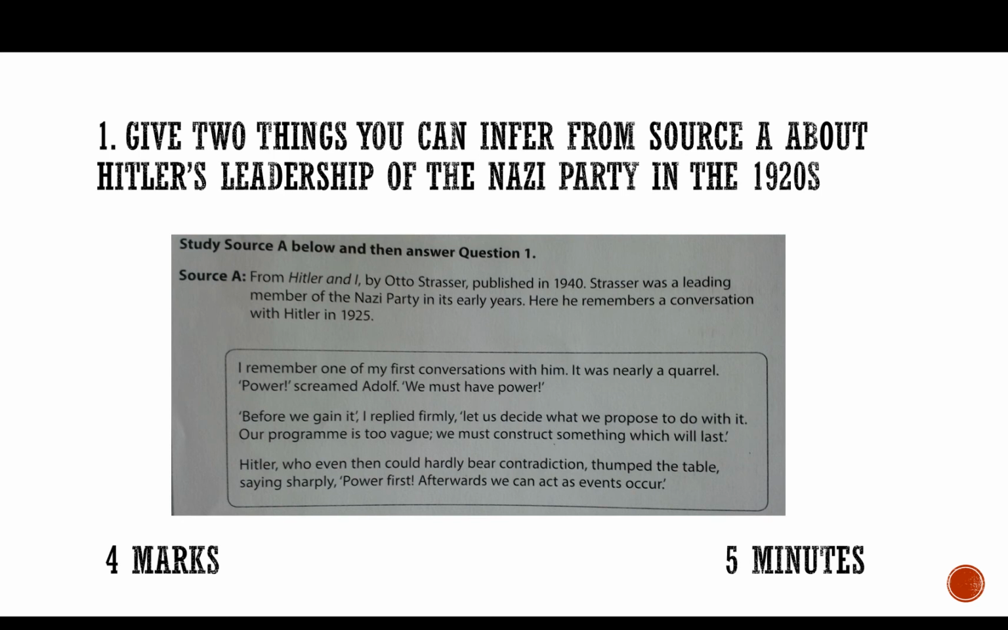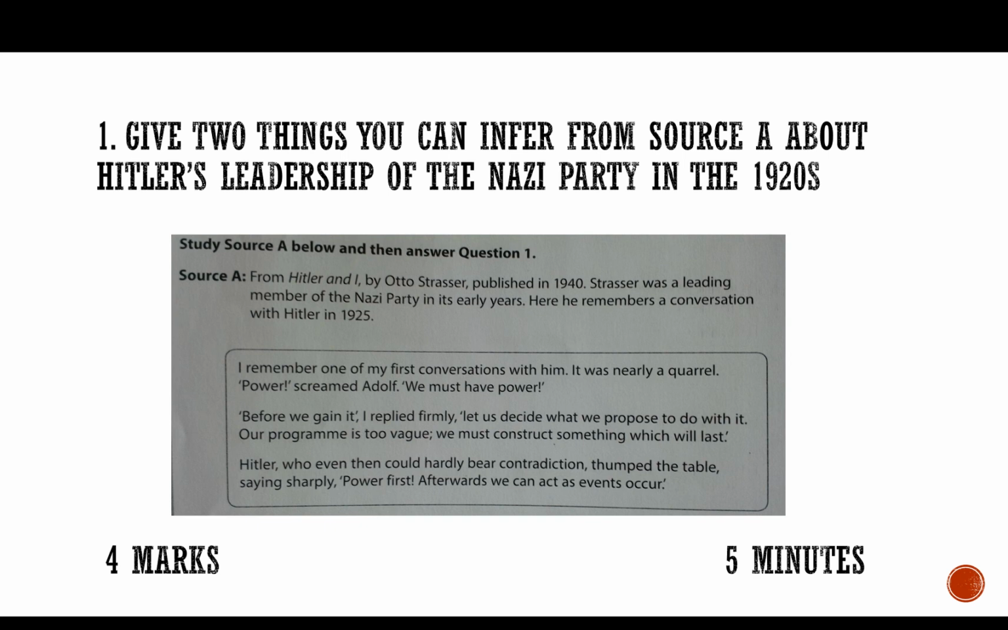Okay, so question 1 in the paper. It's worth 4 marks, so I'd recommend giving it 5 minutes to do it. Here's an example from the specification on the website, the sample assessment. And it says, give 2 things you could infer from source A about Hitler's leadership in the Nazi Party in the 1920s. So first of all, have a look at it.